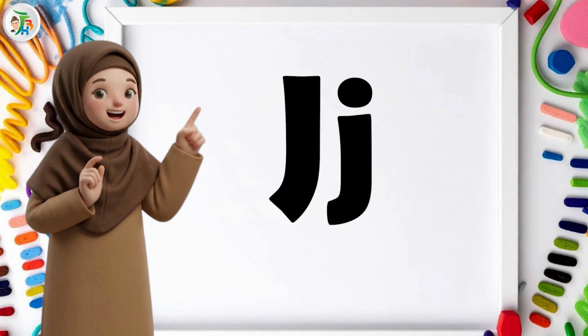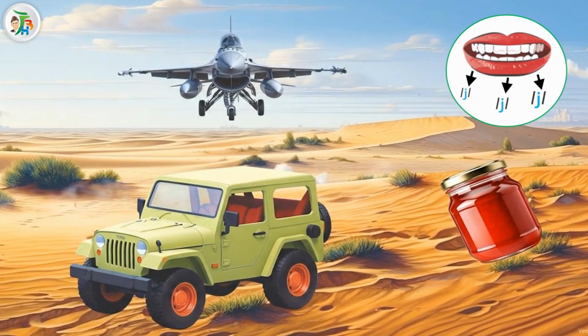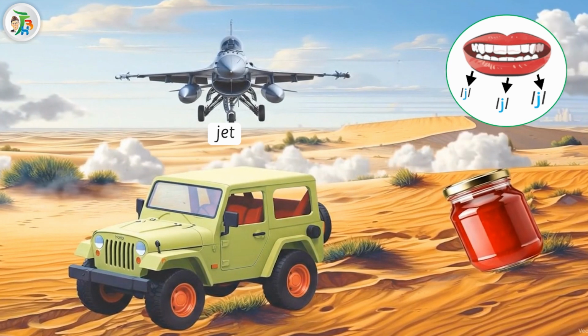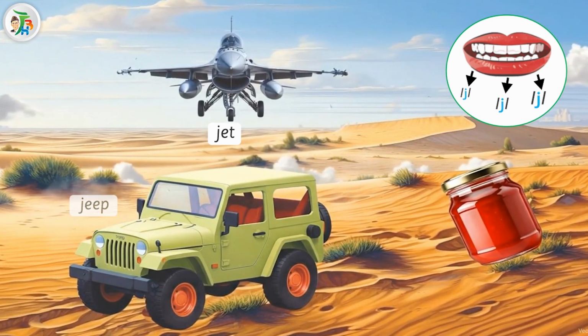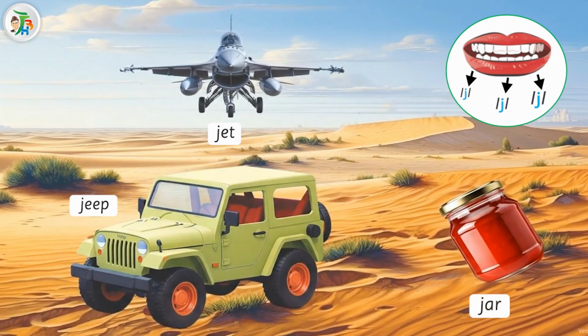Letter J. The letter J says j, j, j. Look at the jet. Jet. Look at the jeep. Jeep. Look at the jar. Jar.